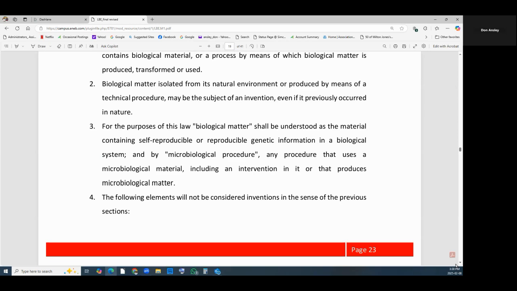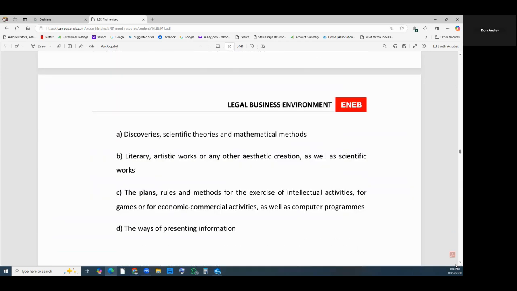The following elements will not be considered inventions in the sense of the previous section: discoveries, scientific theories, and mathematical methods; literary, artistic works, or any other aesthetic creation, as well as the scientific work; the plans, rules, or methods for the exercise of intellectual activities, for games or for economic commercial activities, as well as computer programs; and the ways of presenting the information.